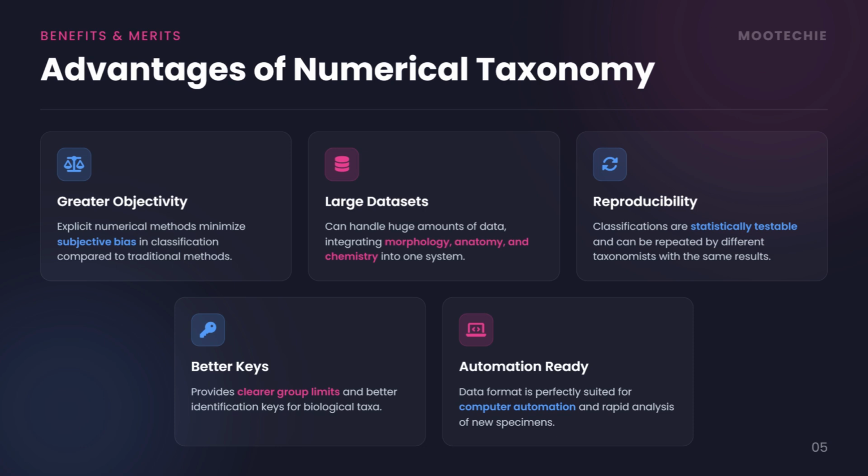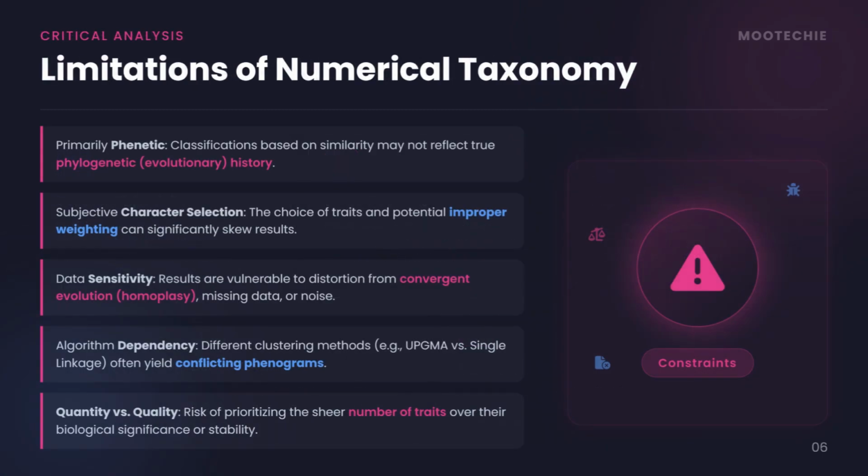Of course, no method is perfect. It's important to understand its limitations as well. Critical analysis. Limitations of numerical taxonomy. Primarily phenetic. Classifications based on similarity may not reflect true phylogenetic or evolutionary history. Two organisms can look similar due to convergent evolution, not because they are closely related.